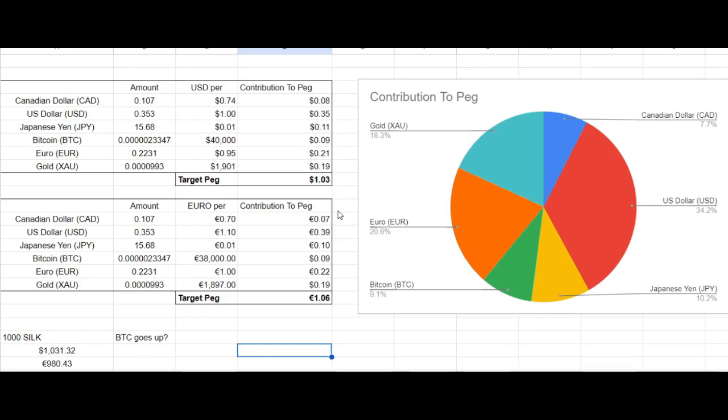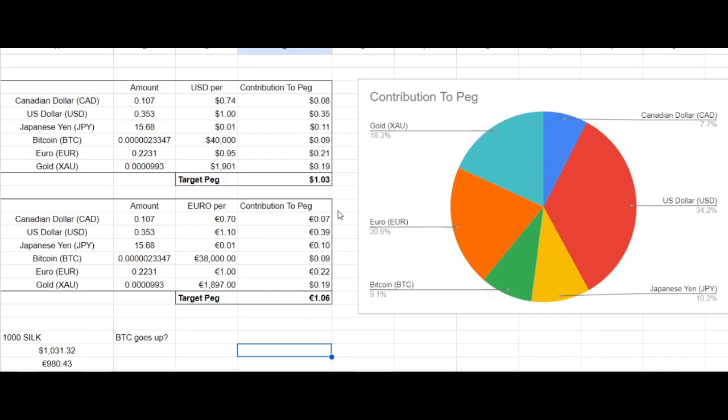So if I'm a dollar holder, I want the Canadian, the yen, the Bitcoin, the euro, the gold. I want all of them to perform super well against the dollar, because that means my silk is going to go up in value in terms of dollars. If I'm a euro holder, I want everyone to perform super well against the euro. So it's almost like if my baseline currency is the dollar, I'm really short the dollar if I'm holding silk. And if I'm a really big euro holder, I'm really short the euro if I'm holding silk.